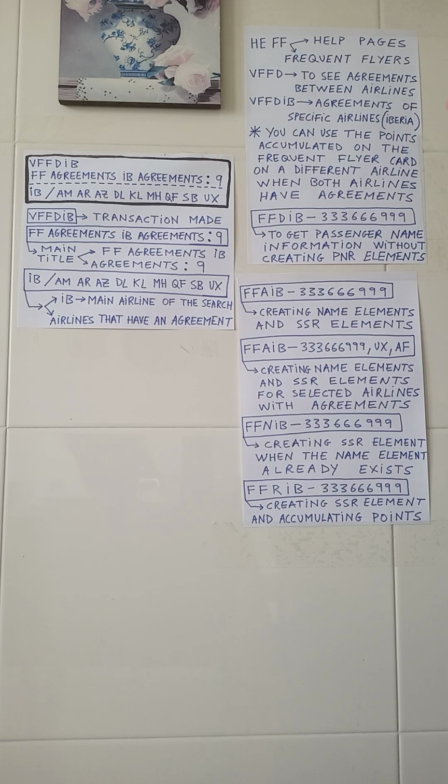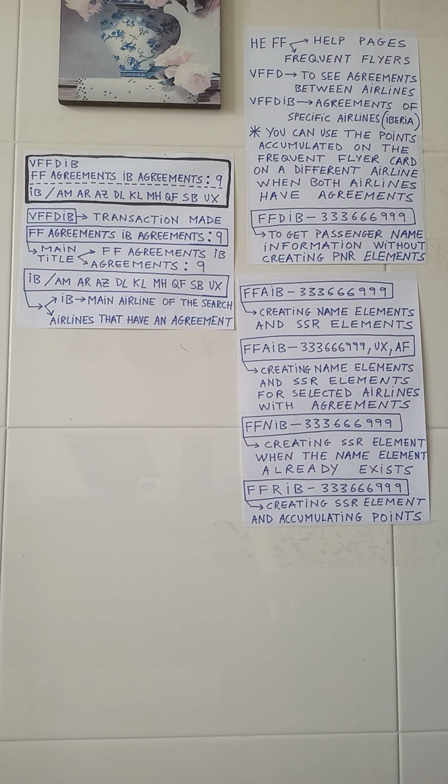Below, we can see a paragraph where I remind you that the points accumulated on the frequent flyer card of a specific airline can be used on flights of other airlines that have signed agreements. In the next 5 transactions, 1, 2, 3, 4, and 5, the number 333-666-999 represents the frequent flyer card number.